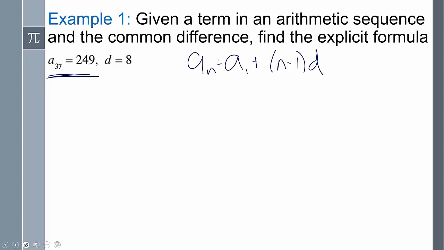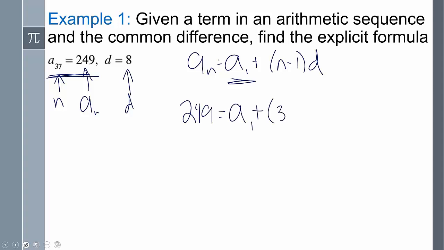Well, we got to find what this initial value is. We need to find what that first term is. Well, we have enough information here to be able to find what that first term is. So if I were to plug in all the information, my n is 37. This right here is my a sub n, because that's the 37th term. That is the value of it. And then here's my common difference d. So plugging everything in, I get 249 equals a sub 1 plus 37 minus 1 times 8.